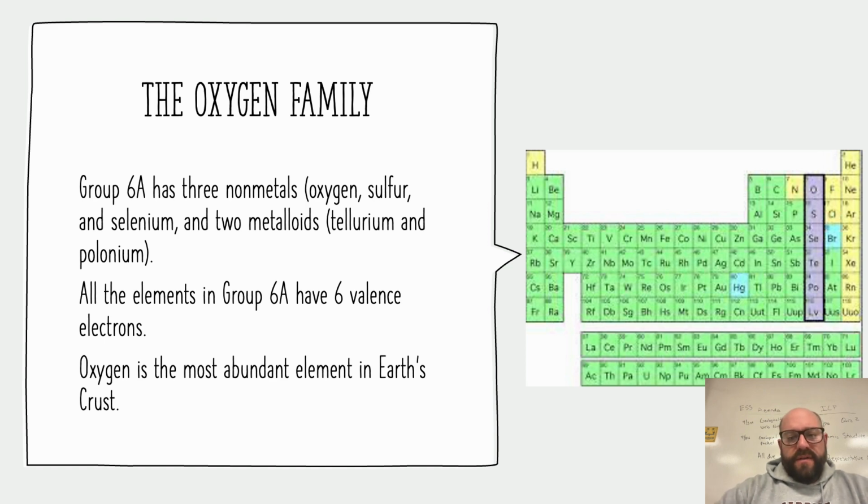Sulfur was one of the first elements to be discovered because it was found in large natural deposits. The main use of sulfur is to make sulfuric acid. 65% of the sulfuric acid produced is used to make fertilizers.